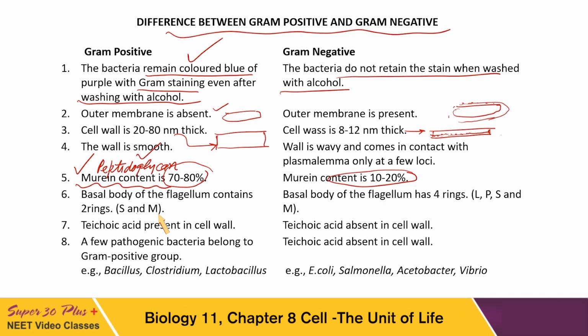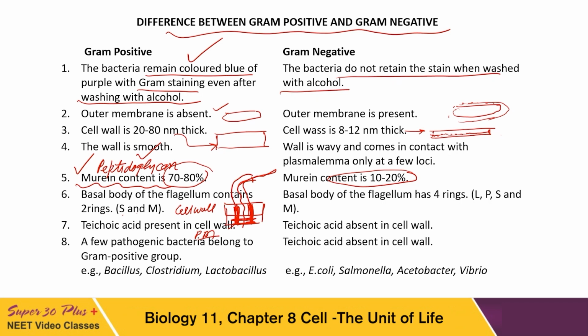You can see a little detail of this: this is the cell wall, this one is the plasma membrane. Here the flagellum arises. This is the inner part, the basal body, this is the hook I told you earlier, and this is the flagellum. In gram-positive bacteria, this basal body has only two rings, and these two rings are S and M. Only the two rings are present, in the plasma membrane.